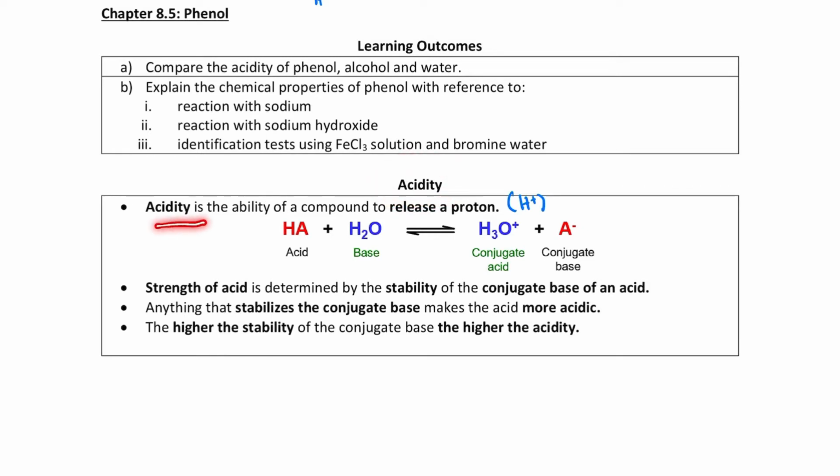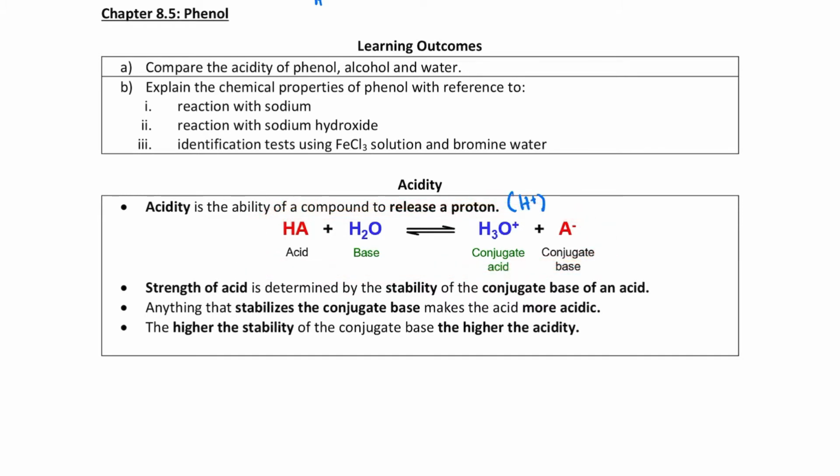Recall balik chapter 7 last semester. Acidity is the ability of a compound to release proton. Okay, proton tu adalah H+. So maksudnya bila terjadinya acid? Bila compound tu boleh release H+. Itu adalah acid. So kita tengok this equation bawah ni.